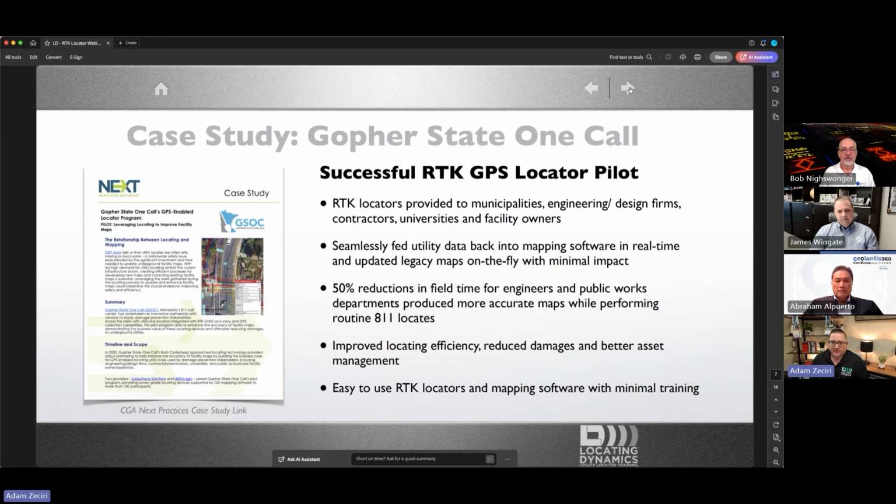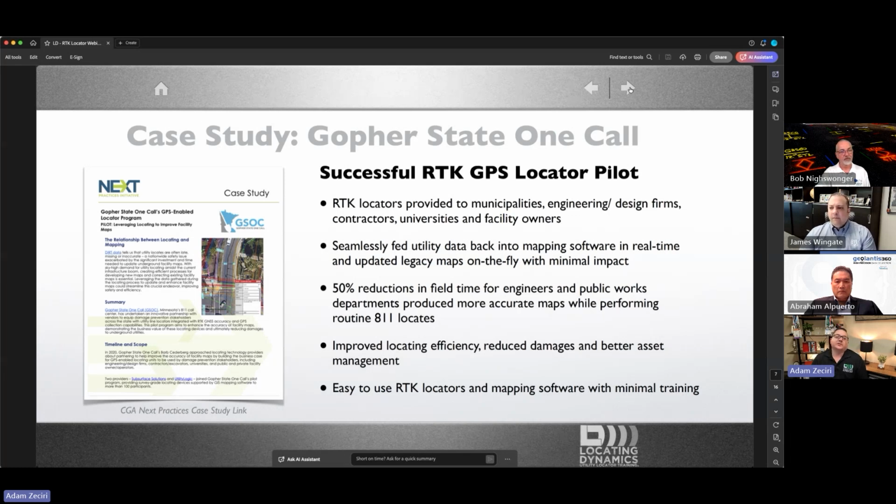This was a successful RTK GPS locator pilot where Gopher State One Call worked with municipalities, engineering and design firms, contractors, university, as well as utility and facility owners themselves to seamlessly feed data back into mapping software in real time and update legacy maps on the fly with minimal impact to the workflow. They saw 50% reductions in field time for engineers, and public works departments produced more accurate maps while performing routine 811 locates. This allowed for improved locating efficiency, reduced damages, and better asset management.